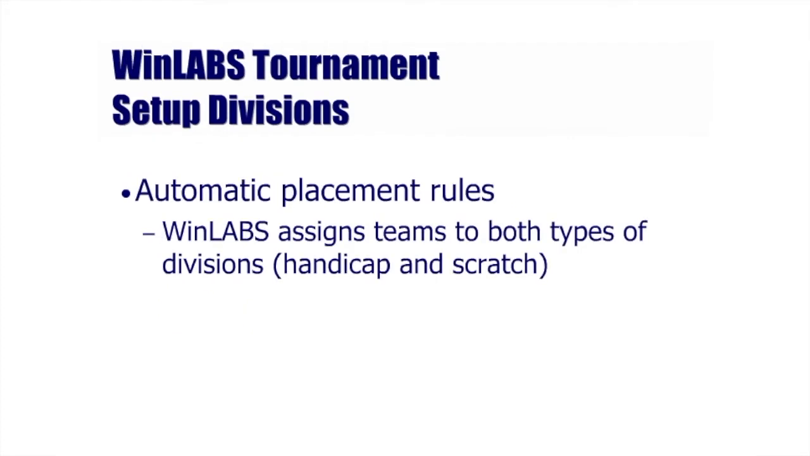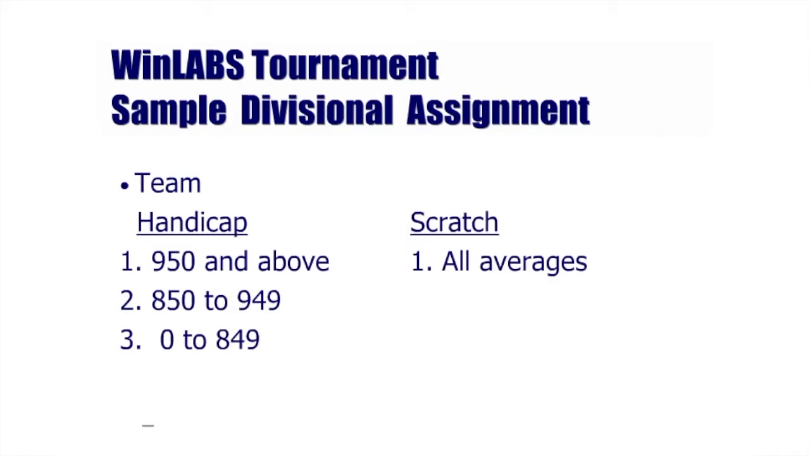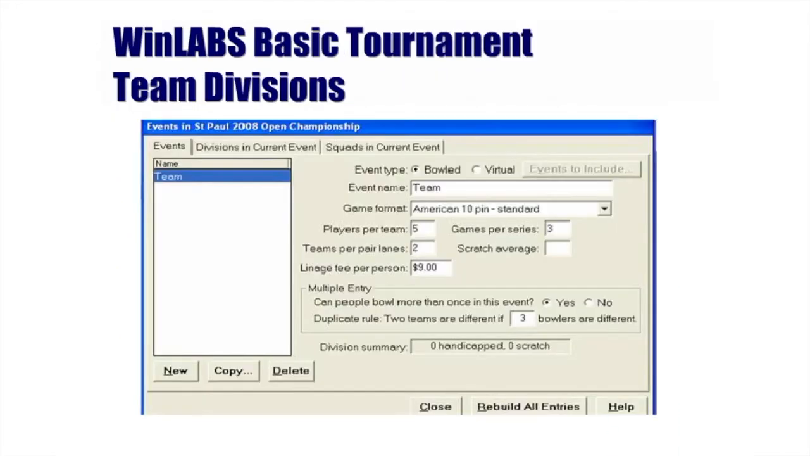If you would like WinLABS to handle the divisional assignment automatically, WinLABS will assign the team or individual to both types of divisions. Today we are going to set up a team competition with 3 handicap divisions. Our tournament also allows teams to optionally compete for prizes in a scratch division. A team with a combined average of 860 would be automatically assigned to Division 2 handicap and Division 1 scratch. Okay, let's create the team divisions.